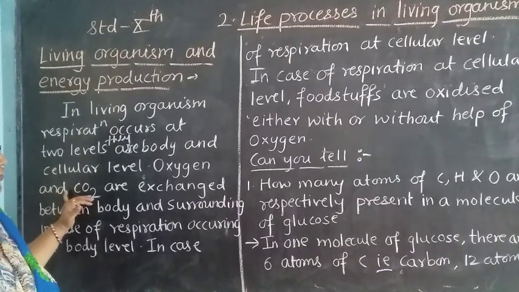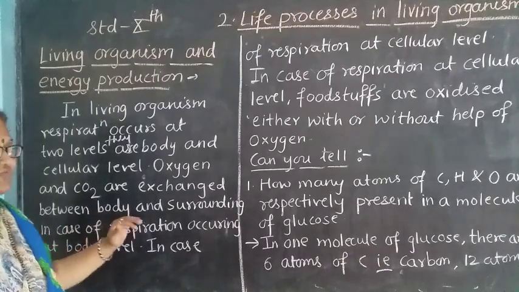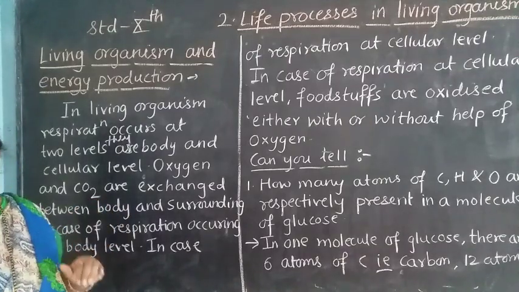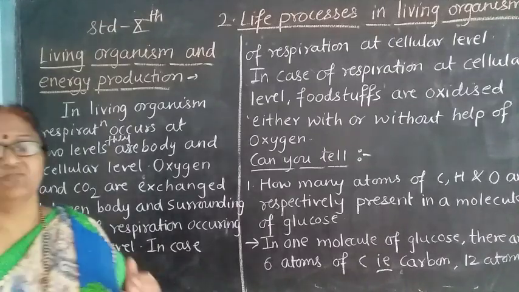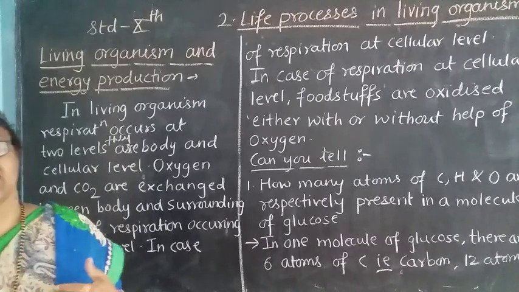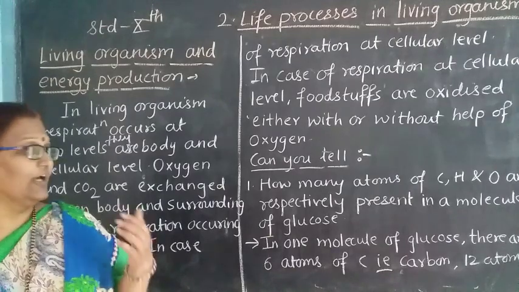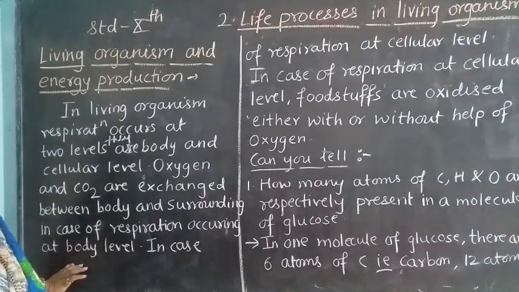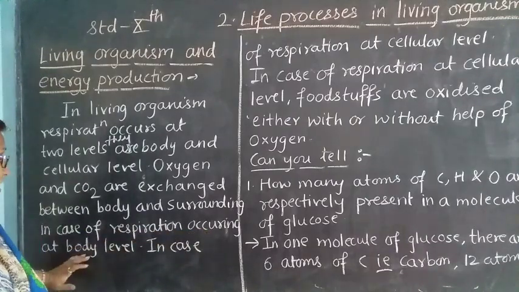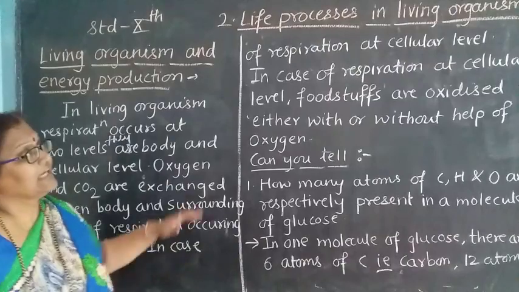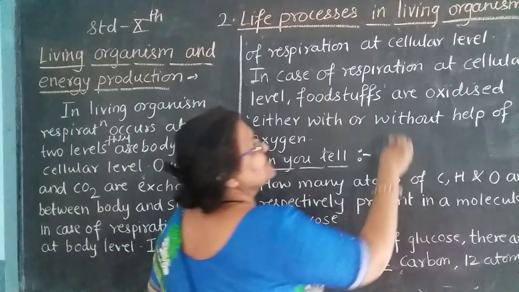Oxygen and CO2 are exchanged between body and surrounding in case of respiration. So what is done here actually? In the respiration system, whatever air we are taking from outside will be the surrounding air, and we are taking this air into our body, and after taking the air in, the respiration occurs at the body level.